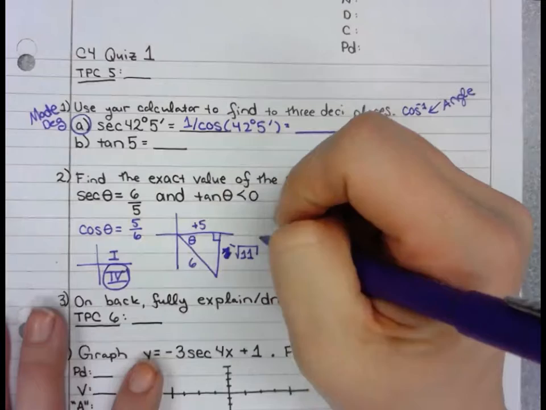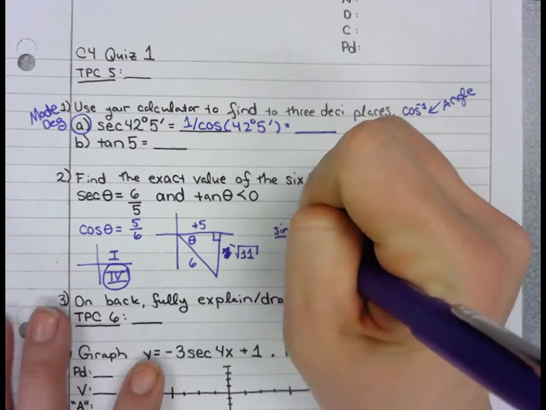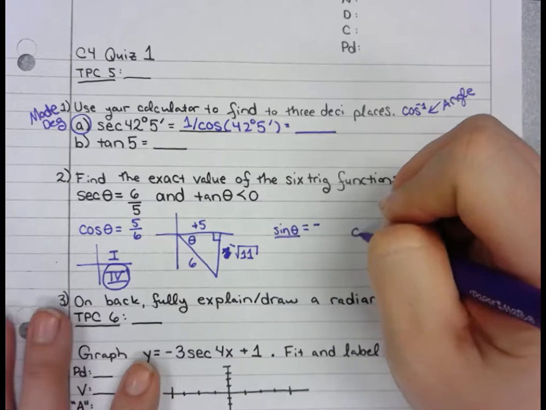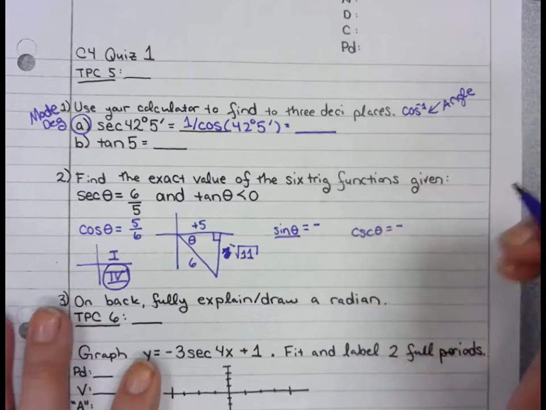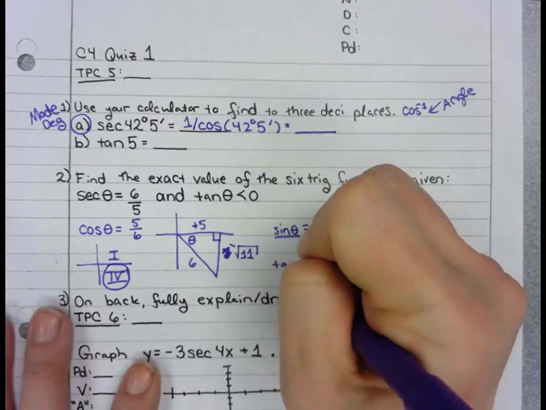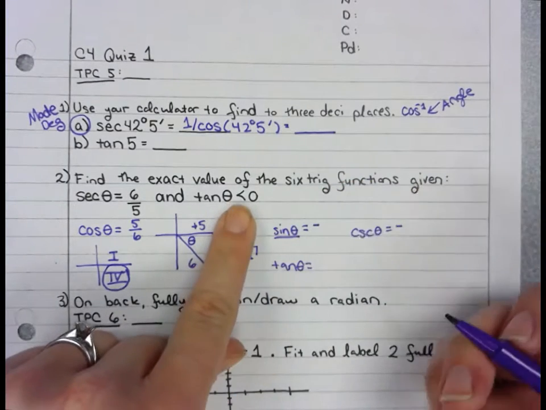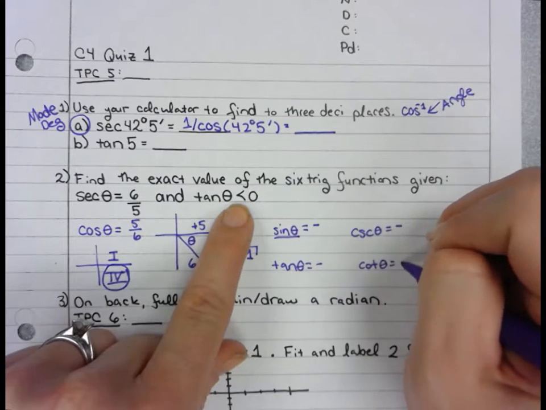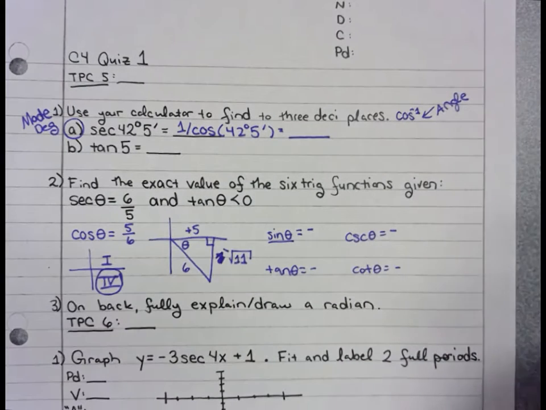So the biggest thing I saw as you listed out all of your functions is that the sine should have been a negative, the cosecant should have been a negative because of this. Same with tangent should have been a negative. Also, tangent should have been a negative because it was listed as a negative up there. And cotangent should have also been a negative. So things to look for.